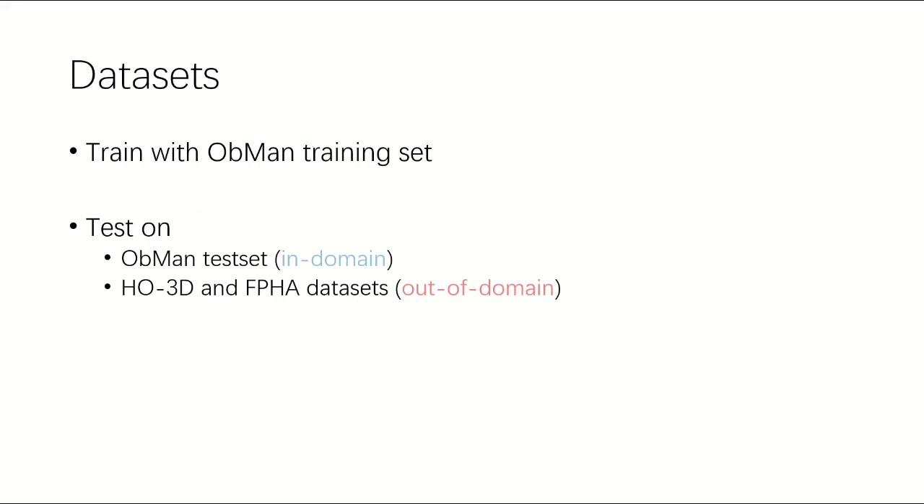We use three datasets in the paper. We train a model on the ObMan training set. We not only test on the ObMan test set, but also test extensively on out-of-domain HO3D and FPHA datasets, where the objects are different from ObMan.